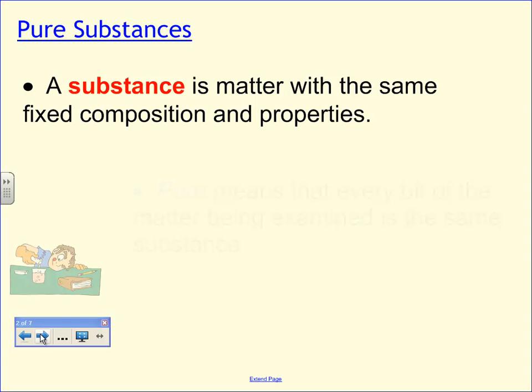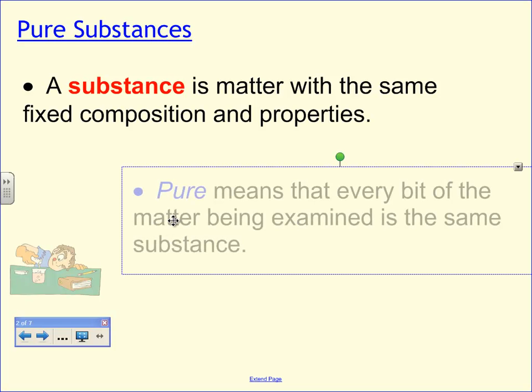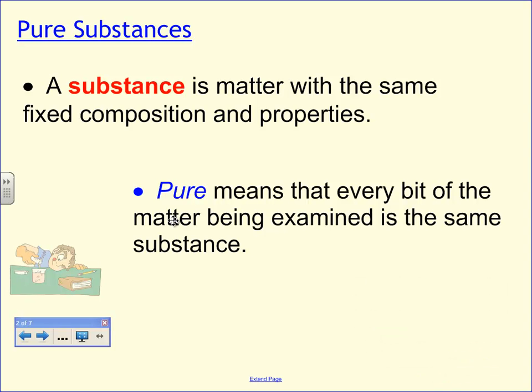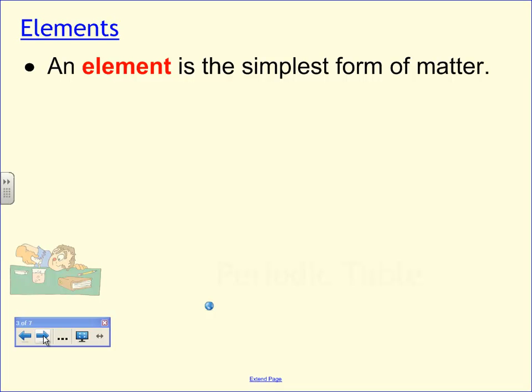So the word substance for us means that it's matter that has the same composition and properties. Okay? If it is a pure substance, that means that for whatever sample of that matter that we have, it's all the same substance. So you don't have substance A and B in it, everything in it's the same substance. Pure substances that you would know are purified water, oxygen, sugar, gold, any of those things where that's all there is in it. That's what we would categorize as a pure substance.